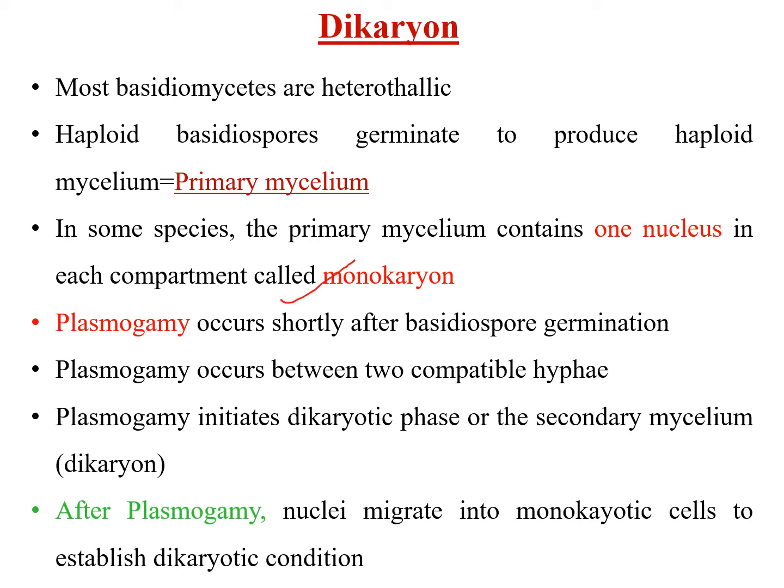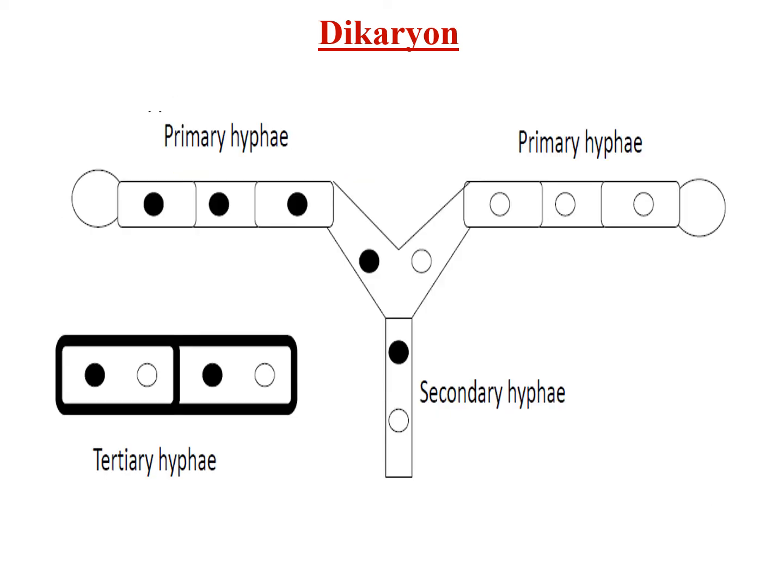And plasmogamy occurs shortly after basidiospore germination. Because of plasmogamy, what is going to happen? It will give rise to the secondary mycelium. Plasmogamy occurs between two compatible hyphae and results in the secondary mycelium, that is dikaryon. So after plasmogamy, what happens? The nuclei migrate into monokaryotic cells to establish a dikaryotic condition. So this is plasmogamy. Plasmogamy results in the formation of secondary mycelium, that is dikaryon. This is the dikaryon, and this is also dikaryon, but this dikaryon is happening in secondary hyphae and tertiary hyphae.